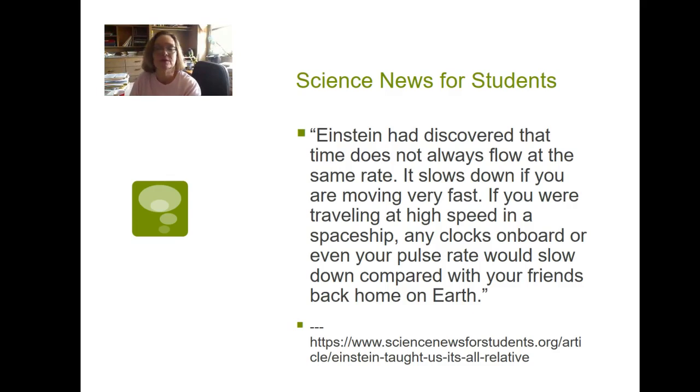Einstein had discovered, as we noted earlier, that time does not always flow at the same rate. It slows down if you are moving very fast. If you are traveling at high speed in a spaceship, any clocks on board or even your pulse rate would slow down compared with your friends back home on Earth. So time does not always flow at the same rate. It slows down if you are moving very fast.